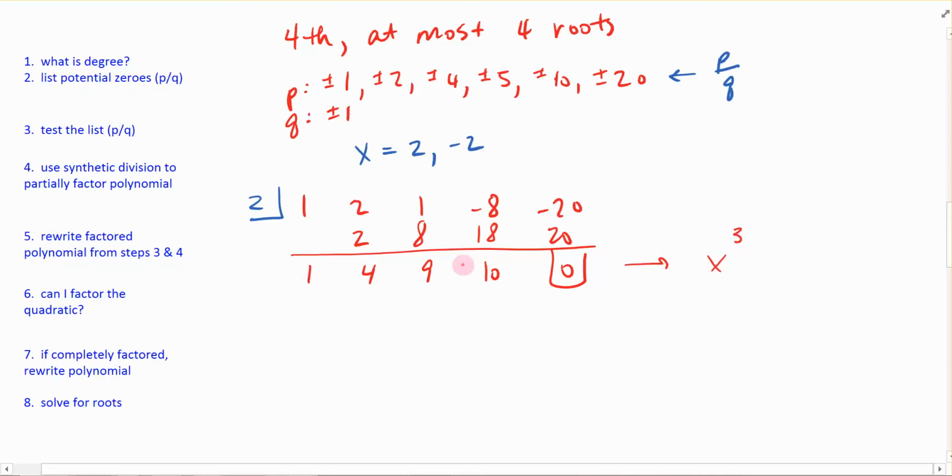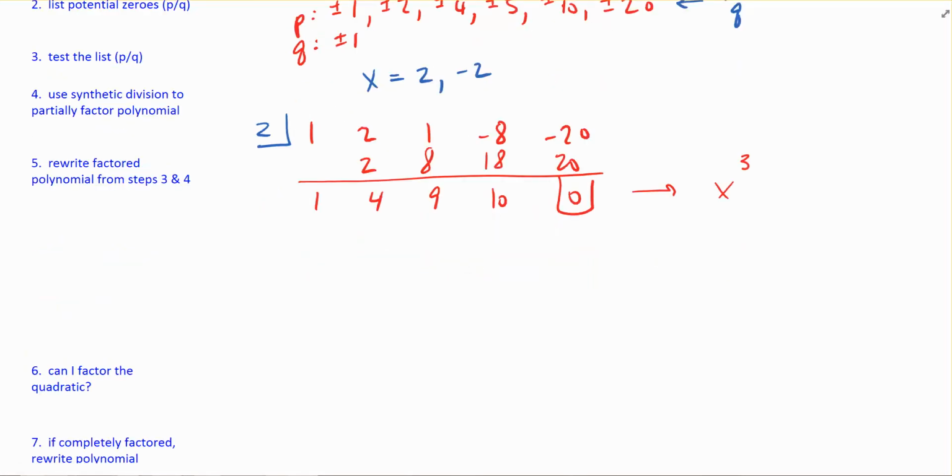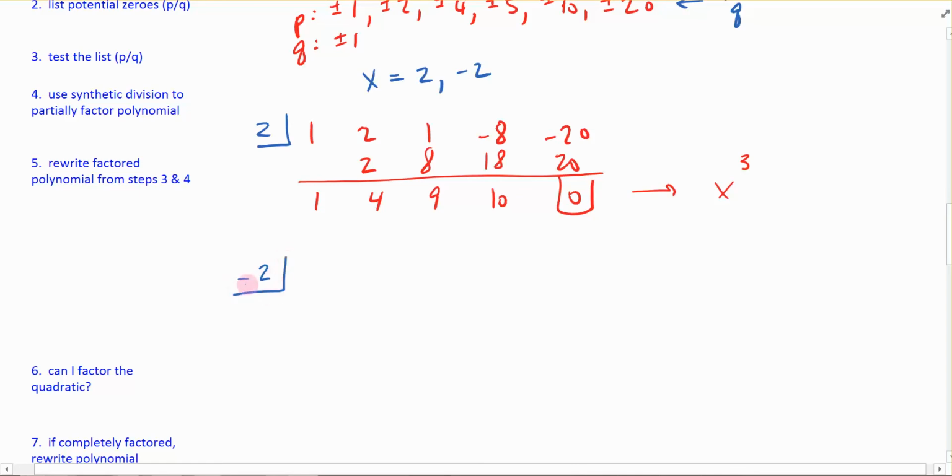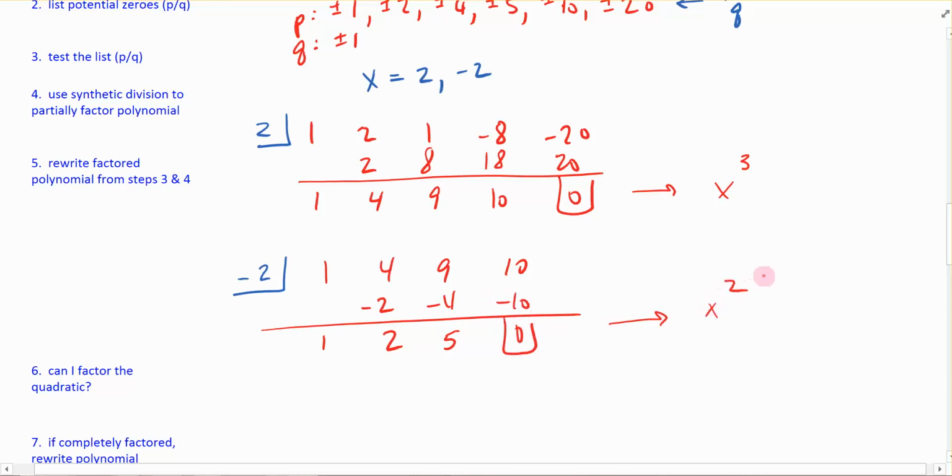So I'm going to do this synthetic division again. Going back and picking up the other root that we found in our calculator, we have a -2, and I'm going to use these coefficients now to do my synthetic division: 1, 4, 9, and 10, giving me -2, -4, -10, 0. So this is my x squared. Now I know how to solve, or simplify, I should say, a quadratic either using factoring or the quadratic formula.